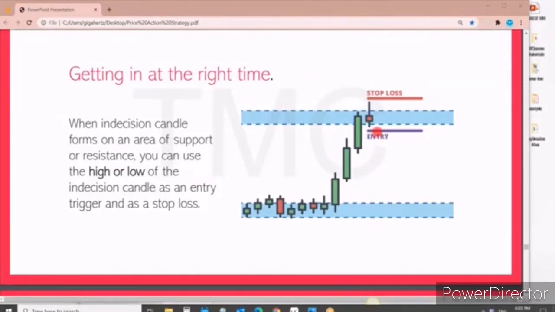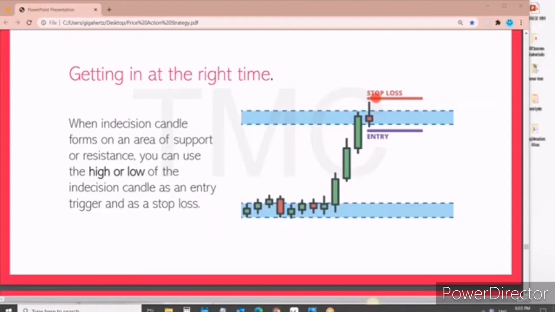Now, your entry, you can set few pips below the low of the indecision candle. Not exactly like yung sobrang saktong-sakto dun sa low. Hindi ganon. You have to at least set few pips lang, konti lang. Medyo malapit lang siya. And then, that's D1 to D1. SL naman, yung stop loss natin, ganon din. Few pips above the highest point of the candle.